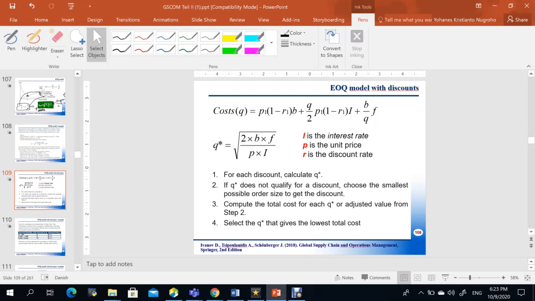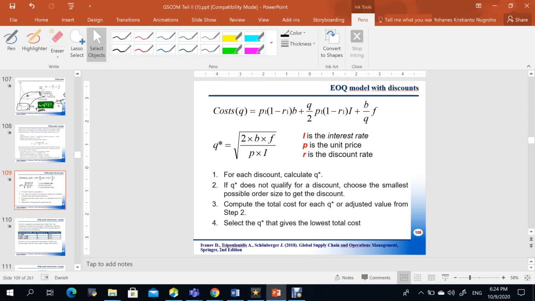In this slide, we will learn another type of economic order quantity, that is the economic model with quantity discount. In our slide, inventory cost is defined as a function of the unit purchase price of an item, inventory holding cost, and order cost. We see that discount rate R reduces the total inventory cost.